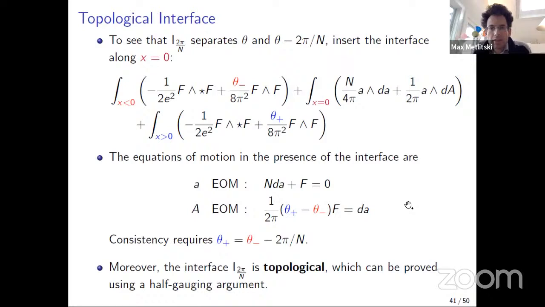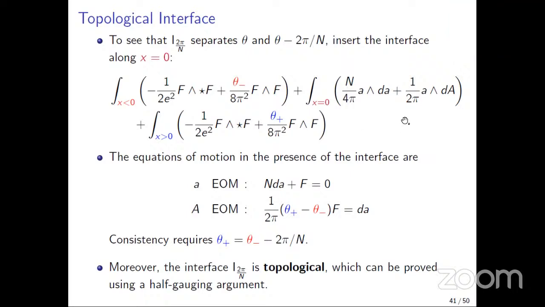So I guess you can put this interface even if theta doesn't vary by 2 pi n, but then the partition function just becomes zero. Is that right? I think that could be the case. If theta doesn't jump by this value, then the equations of motion are not consistent. So I can equivalently say that the interface does not define a consistent configuration.